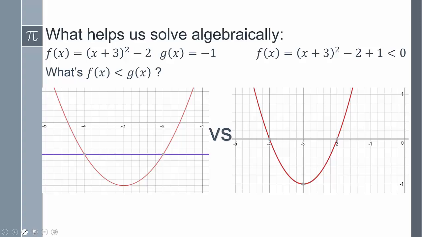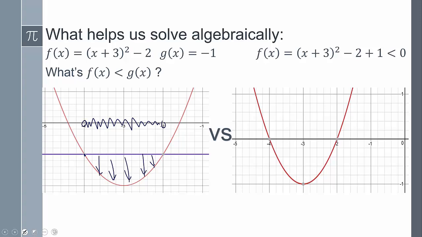On the left scenario, I'm comparing this function, which is this parabola here, to -1. If I were to say, where is my function smaller than my g function, where is my parabola below my g function? Well, it starts here, open circle, it starts here, open circle, and it's shading in between, because all of that's below there.